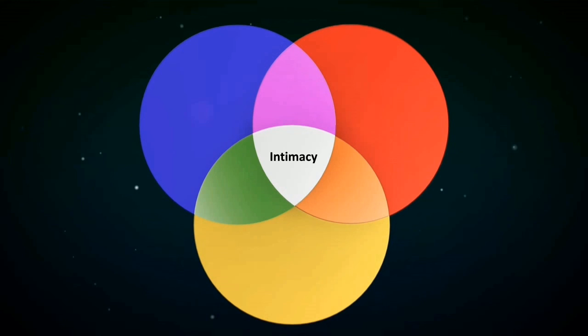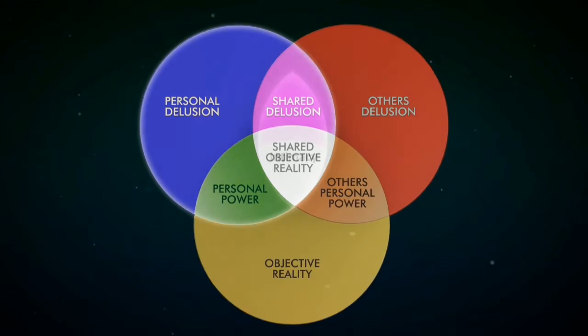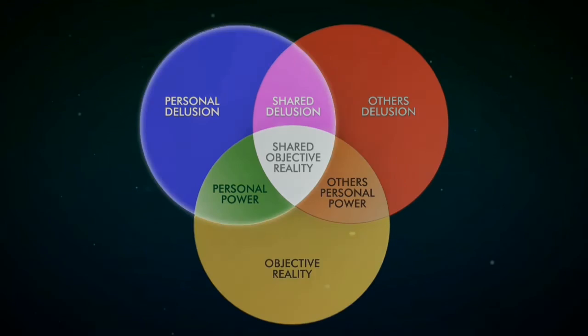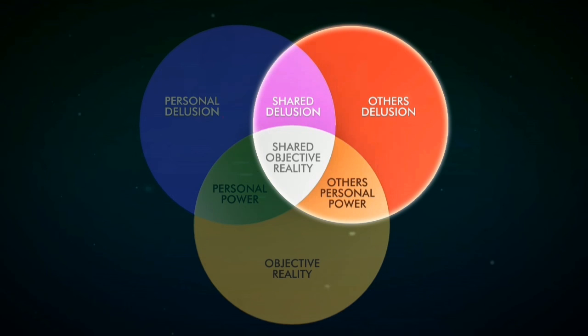So, here are the 7 areas of the 3 spheres of thriving partnership. There's the blue sphere, which contains personal delusion and shared delusion, as well as personal power and shared objective reality or shared power. That is, you could say, what you bring to the party. Similarly, you have the red sphere, which includes your partner's delusion and your shared delusion, as well as their personal power and their contribution to your shared objective reality or shared power. This is what they bring to the party.